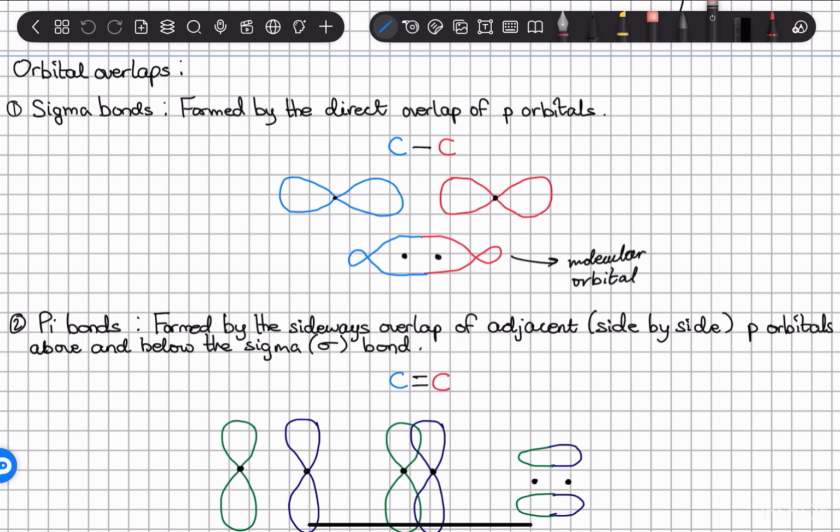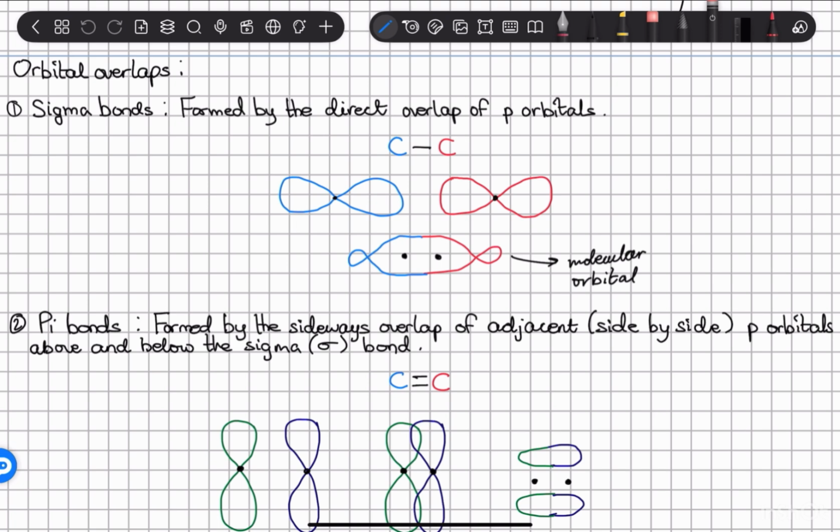Now we're going to move on to orbitals, or orbital overlaps. Basically, we're going to discuss two types of bonds that are formed within covalent compounds. These bonds are not that prevalent in ionic bonding, so we're just going to focus on these two types of bonds in terms of covalent bonding so that it's much easier to understand.